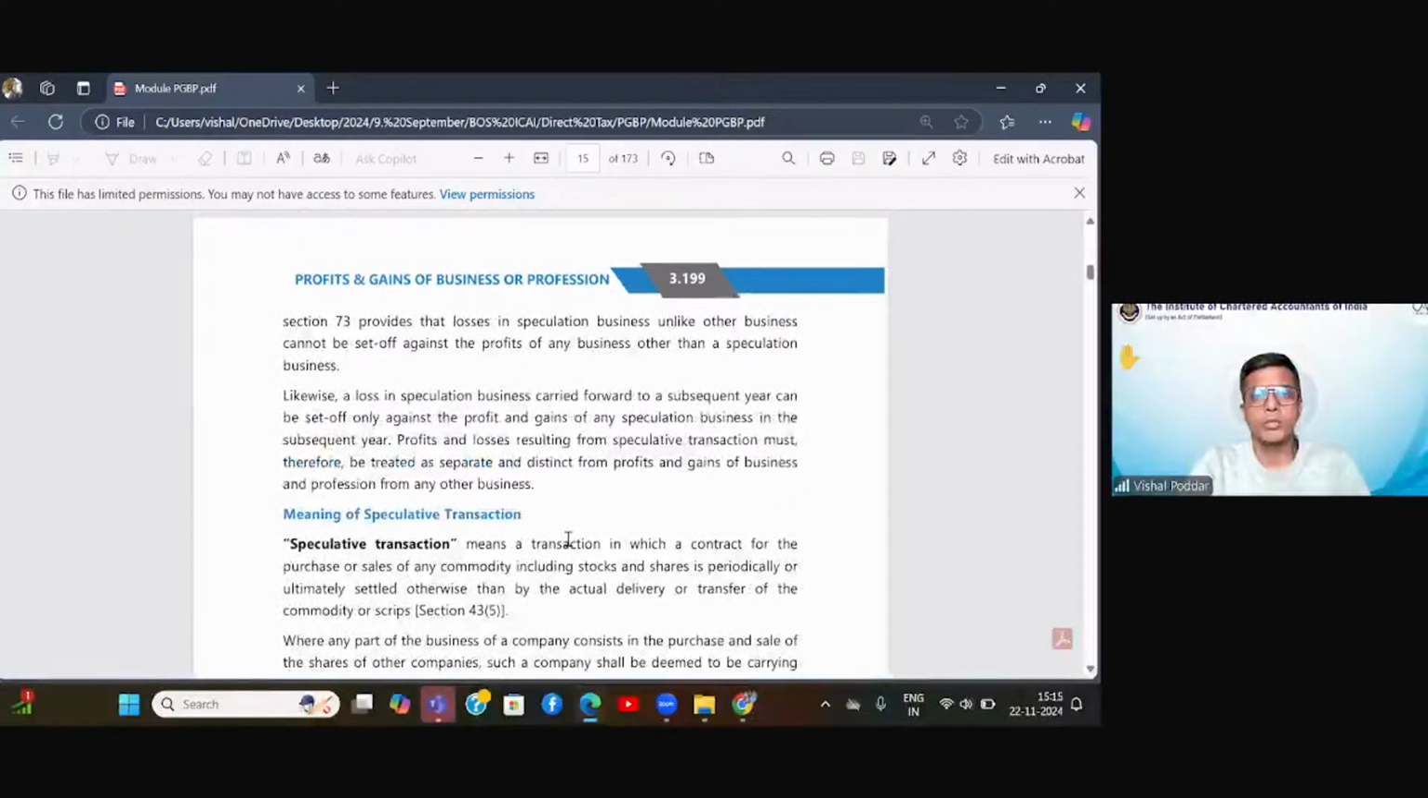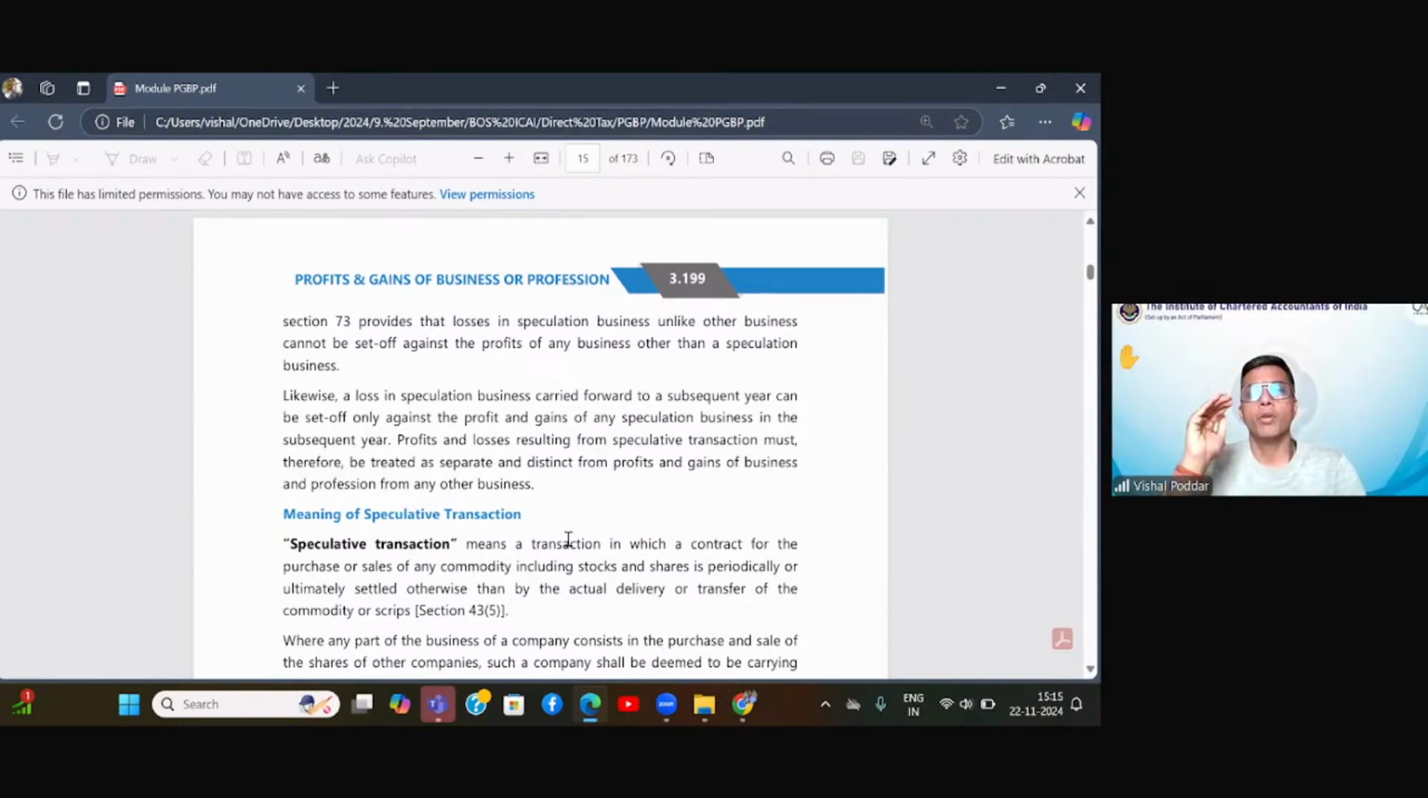Now, what is important is why we are studying this here. Firstly, you will study mainly the impact of this in the chapter of set off, where if there is a loss from speculative business, which is always a very high probability, Section 73 and Section 71, 72 of this particular Act deals with set off and carry forward of losses.